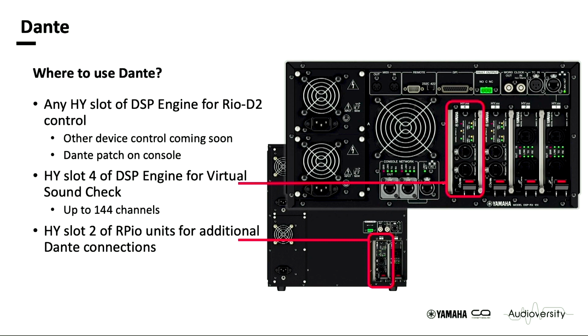And you can do your Dante patching and configuring from the console, just like you were able to do with CL and QL series consoles. HY slot number 4 on the DSP is the only one that has the special virtual sound check function, where we can record and play back up to 144 channels.